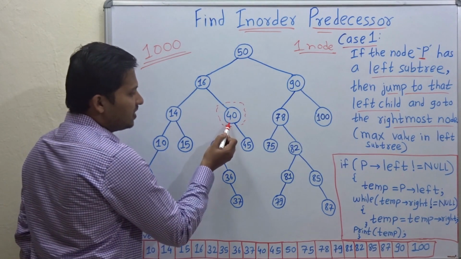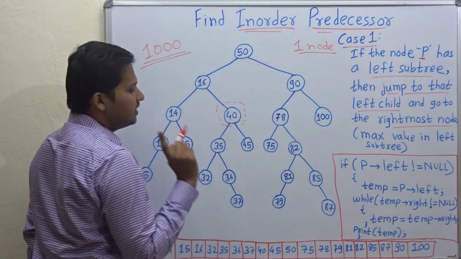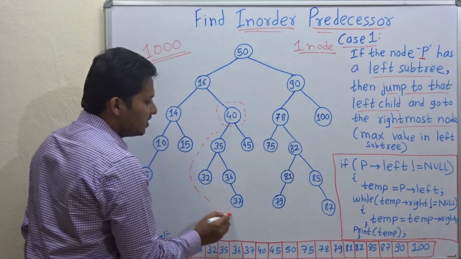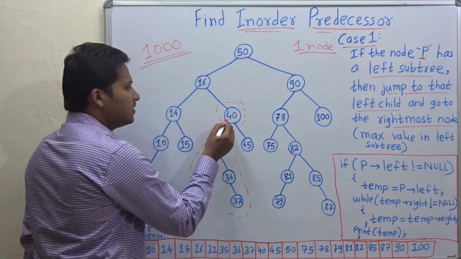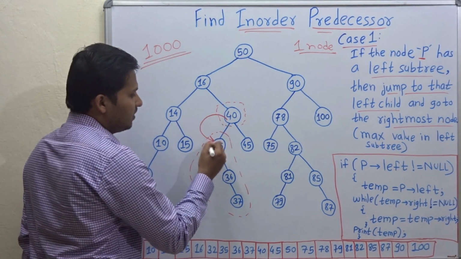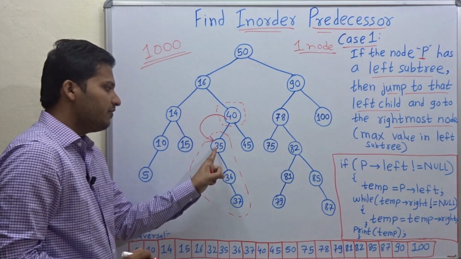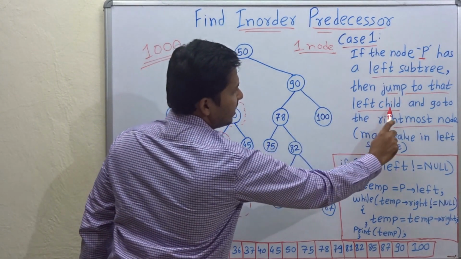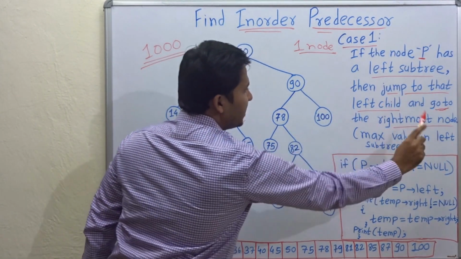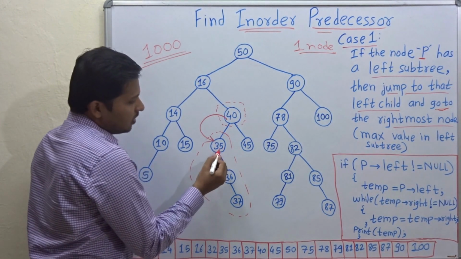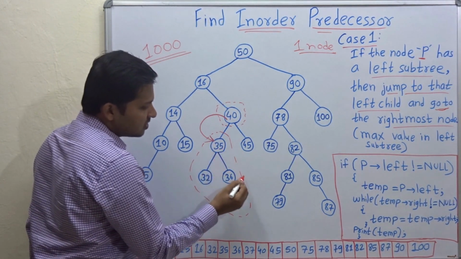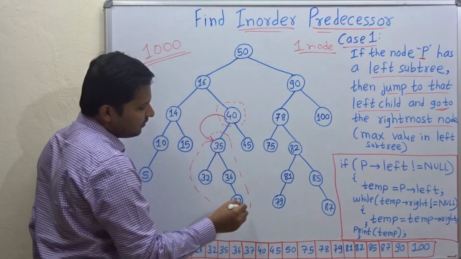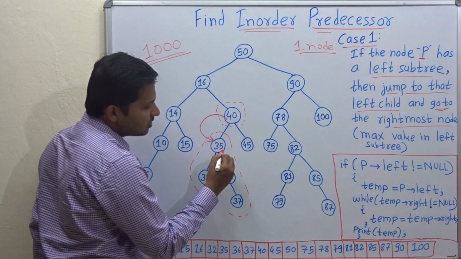See, for 40, is there a left child? Yes, that means the left subtree is present, and that is this left subtree. Okay, so let's jump to the left child. So I jump to the left child. Now what it says is, after you jump to that left child, you go to the rightmost node in that subtree. So we came to the left subtree. Now let's go to the rightmost node.